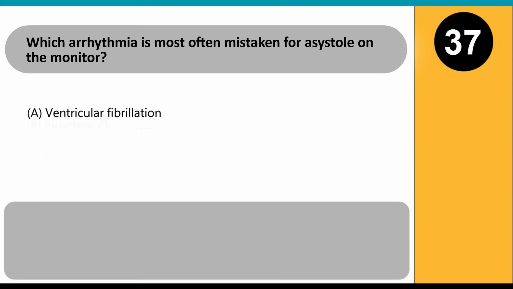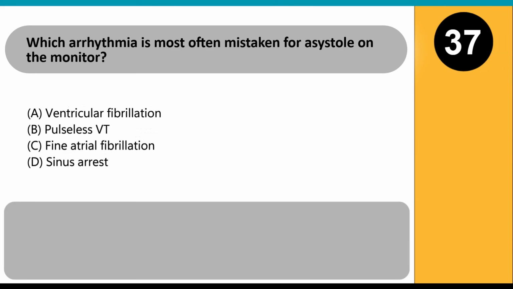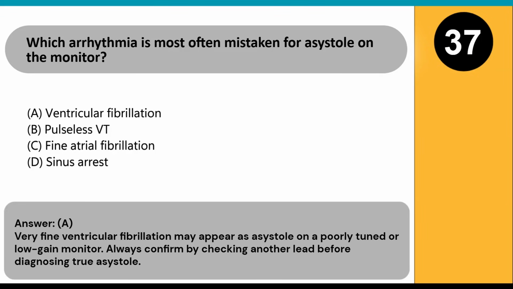Which arrhythmia is most often mistaken for asystole on the monitor? A. Ventricular fibrillation. B. Pulseless VT. C. Fine atrial fibrillation. D. Sinus arrest. Answer: A. Very fine ventricular fibrillation may appear as asystole on a poorly tuned or low-gain monitor. Always confirm by checking another lead before diagnosing true asystole.